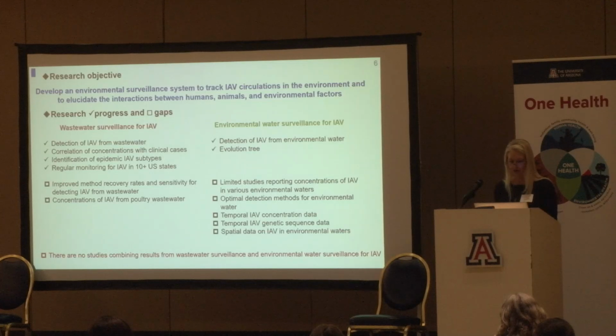So getting to our research objective for this project, we aim to develop environmental surveillance systems to track IAV circulation in the environment, looking at subtypes during endemic seasons, and to elucidate the interactions between animals, humans, and the environment. Right now, there is a lack of methods optimal for detecting IAV in different types of water sources, which is what we're working on. So we are improving the methodology, and there are really not a lot of studies looking at the temporal or seasonal impacts on IAV concentrations in environmental waters and what the dominant IAV genotypes are in the environment.